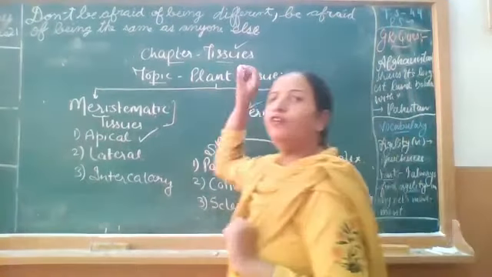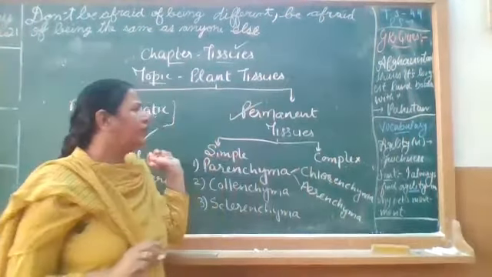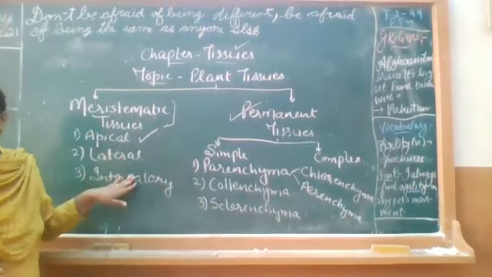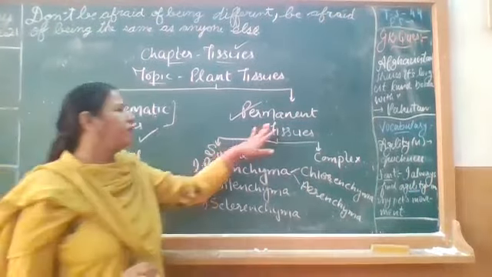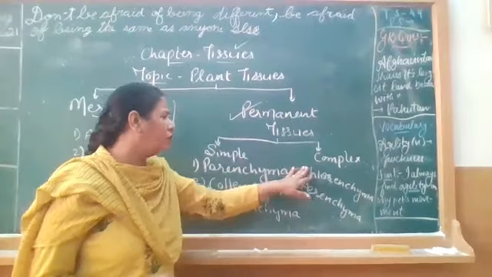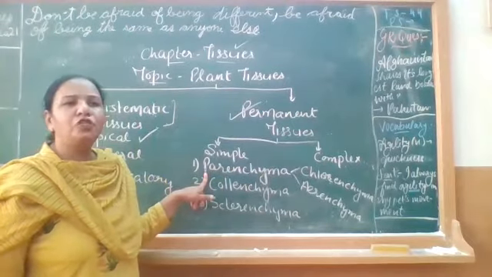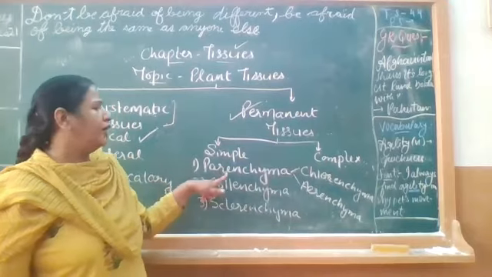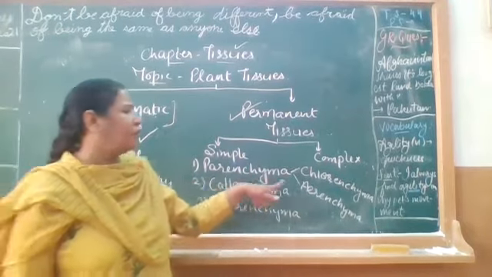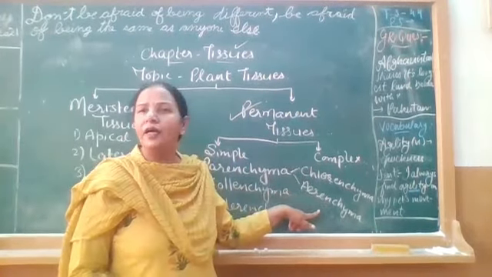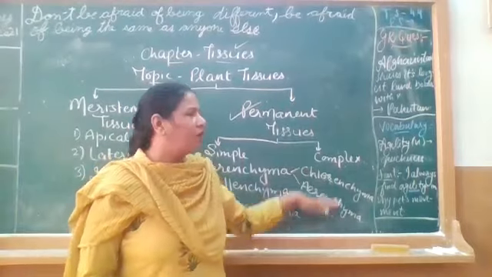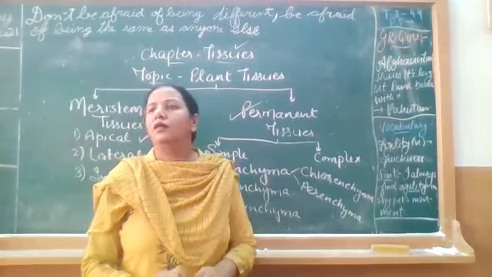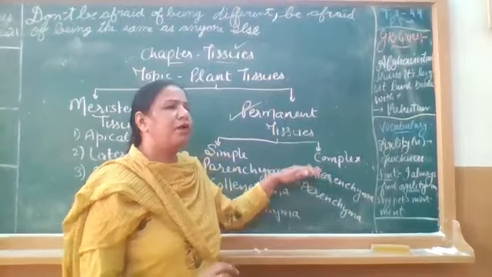So plant tissues are of two types, meristematic and permanent. Meristematic tissues are of three types, apical, lateral and intercalary. Permanent tissue two types, simple and complex. Simple permanent tissue: parenchyma, collenchyma, sclerenchyma. Okay? We have discussed the types of simple permanent tissue. Is everything clear up to here? We will discuss complex permanent tissue. Clear? Tomorrow we will revise complex permanent tissue.